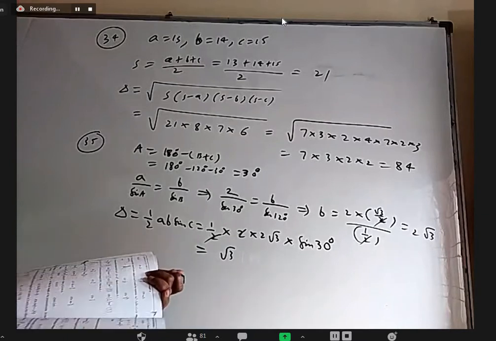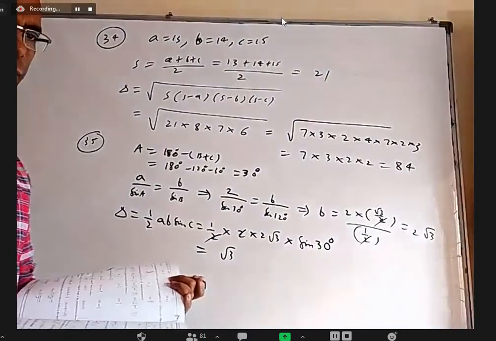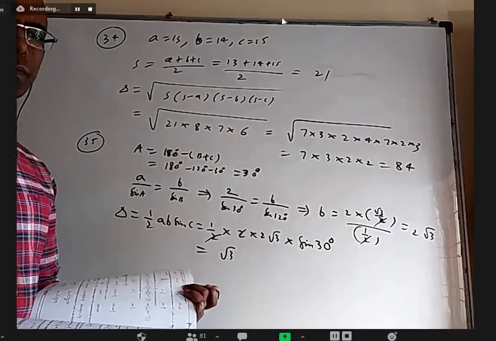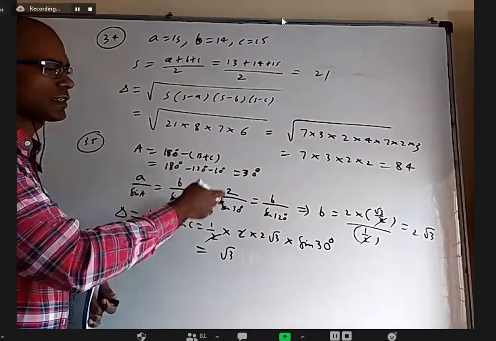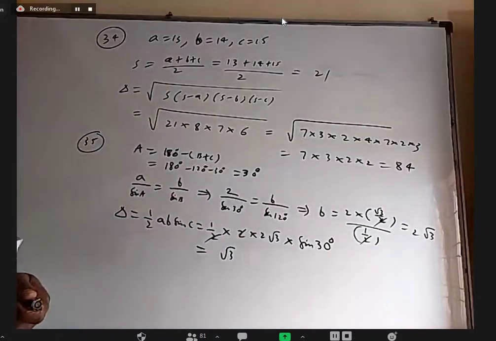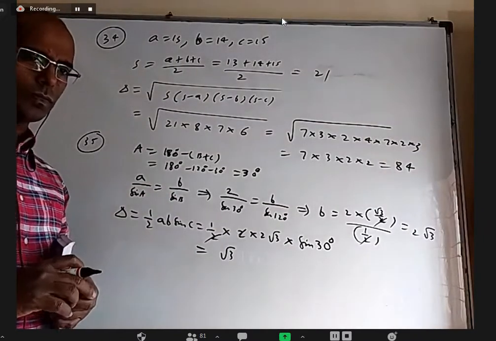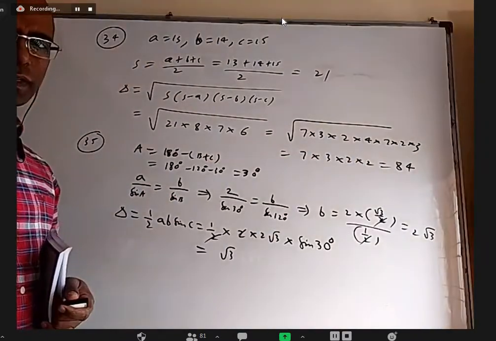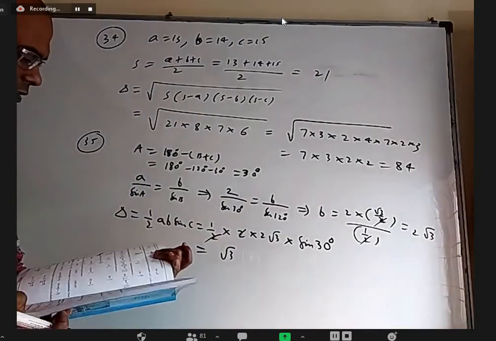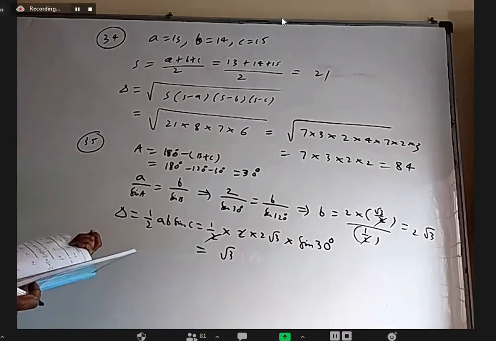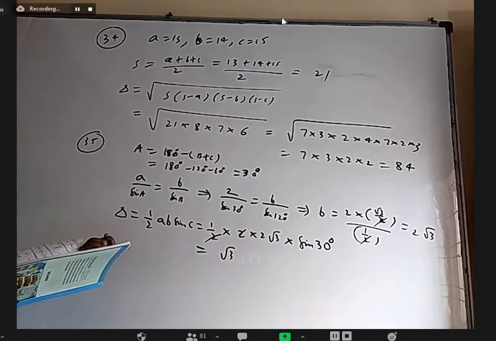Okay, so for area we have half AB sin C formula or half BC sin A or half CA sin B. Basically, you should know two sides and the included angle. I know only one side, so I'm using the sine rule to find the other side. Somebody can find circumradius and then use 2R square sin A sin B sin C also.